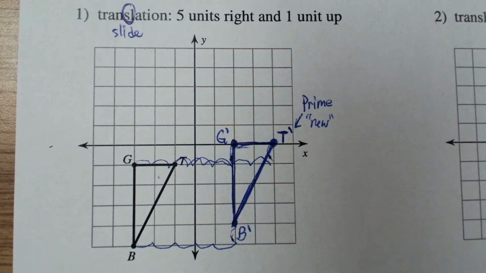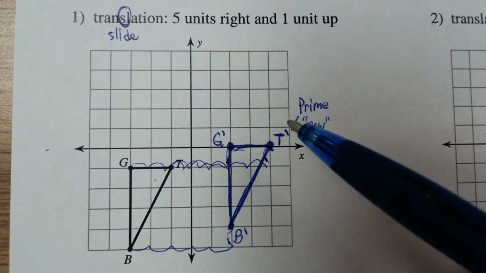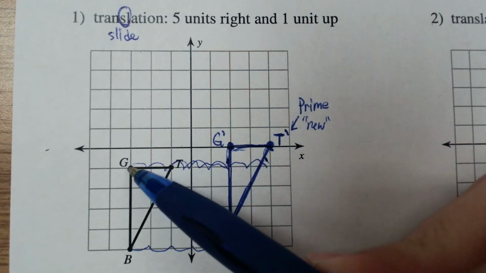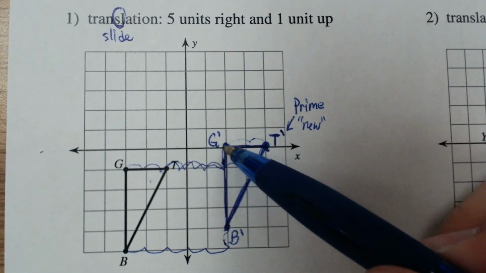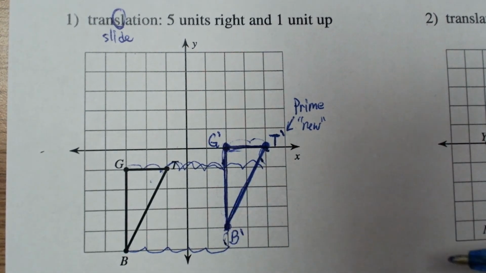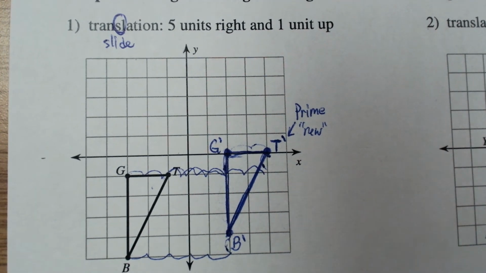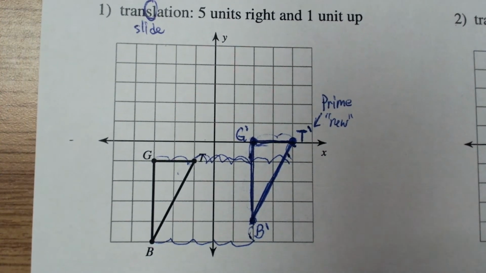A second way when you have a graph is you can move 1 point and then realize, okay, G is 2 to the left of that. So boom, 1, 2, plot G. B is 4 down from that. 1, 2, 3, 4, boom, plot B, and so on. Okay, same concept, just a different way to look at it.